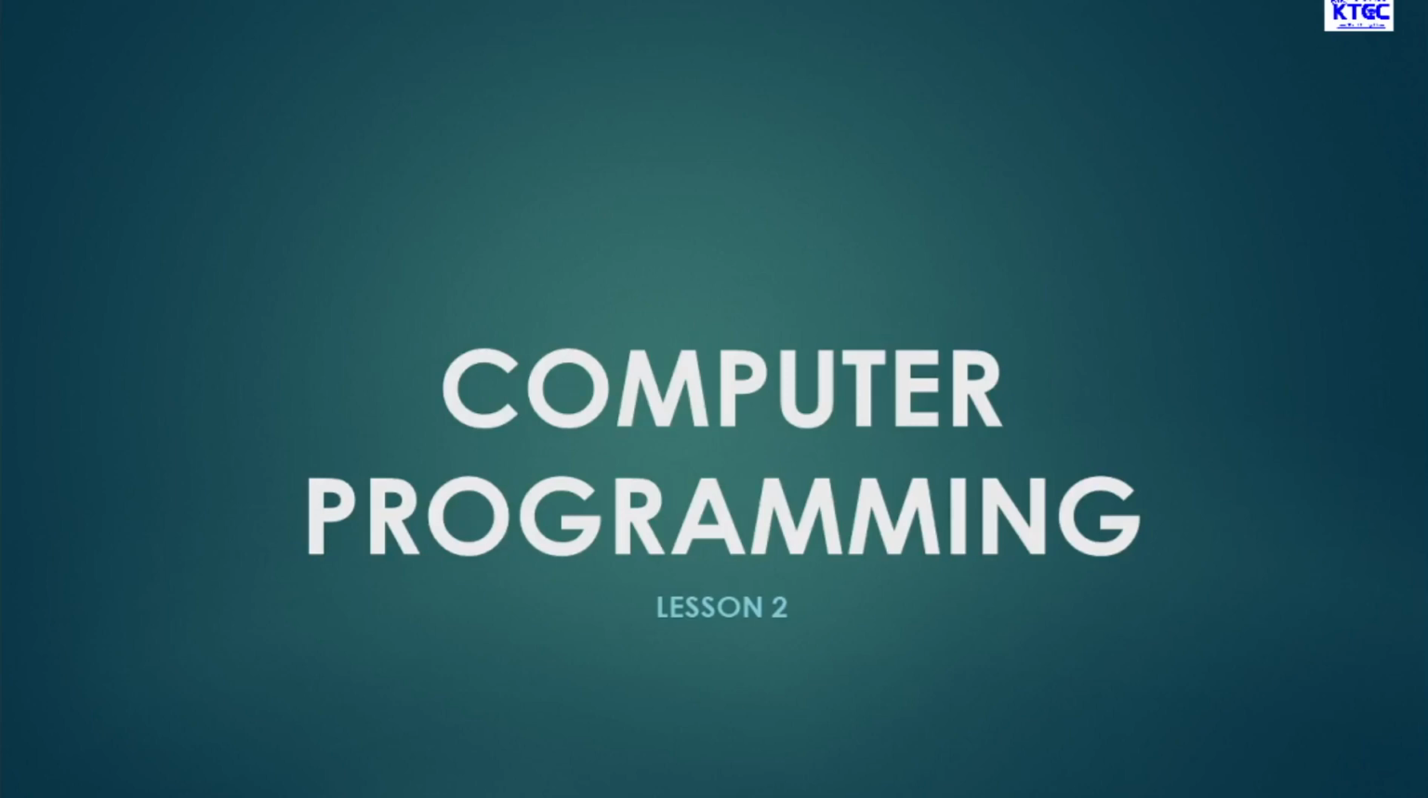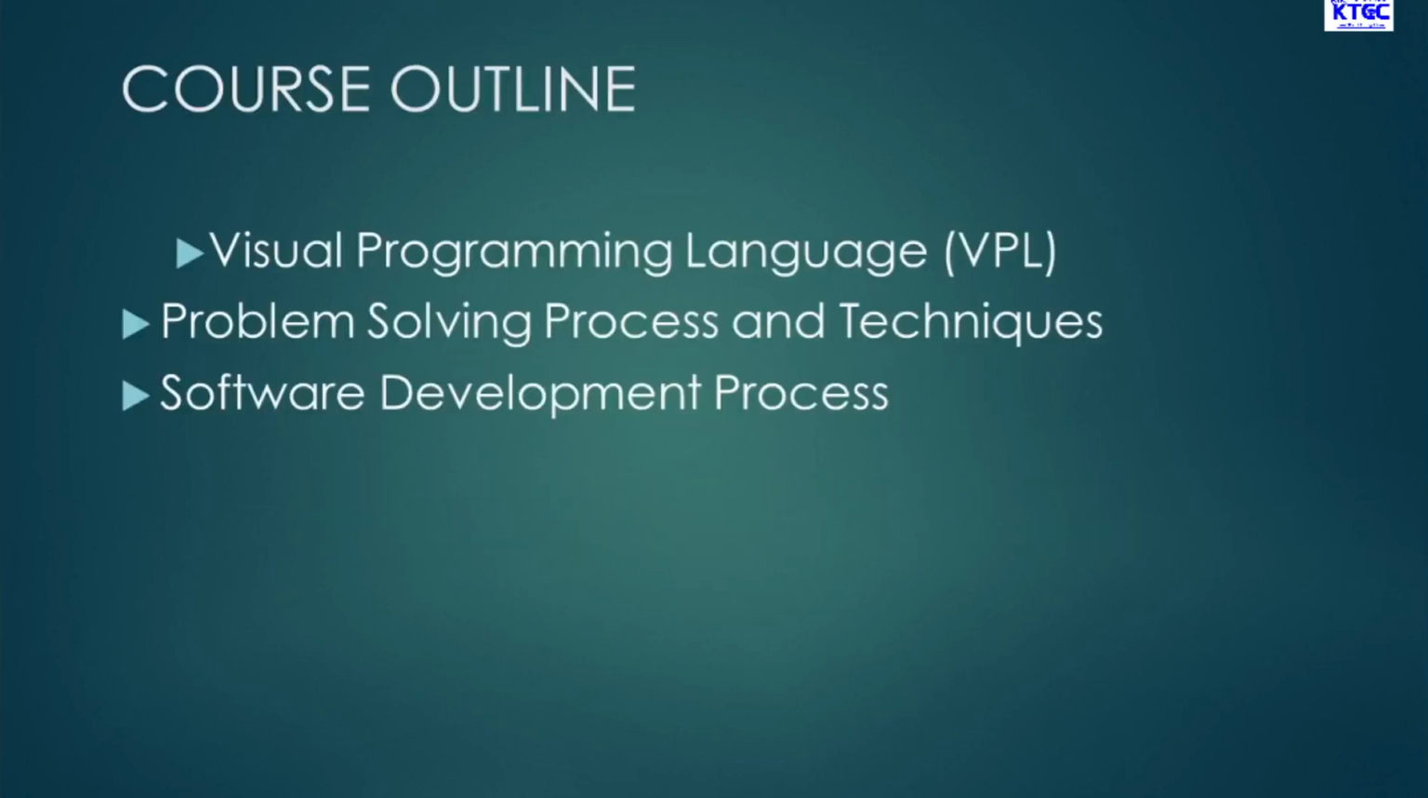So let's quickly look at the course outline for this particular lesson. That is lesson 2 in the first phase of our training. In here, we're going to talk of visual programming language, that is VPL. From there, we go ahead and look at problem solving process and techniques, the second one. Then the third one, we look at software development process. And then that will be the end of the second lesson in our training. So basically, that is that. So let's just dive right into it.